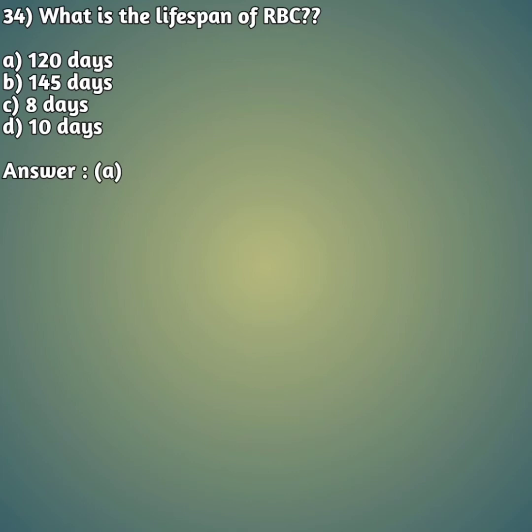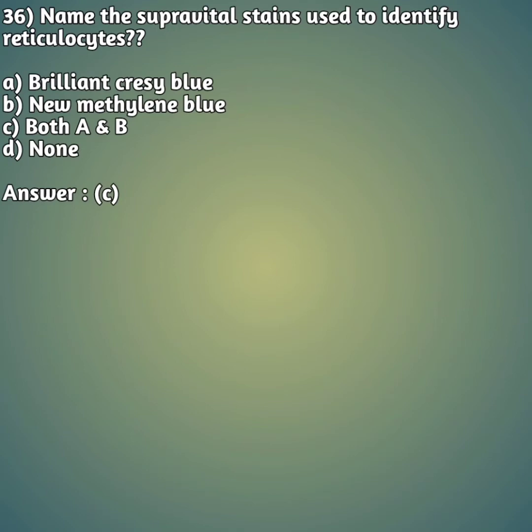Moving to our 36th question. Name the supravital stain used to identify reticulocytes. Friends, what do you mean by reticulocytes? Immature RBCs are known as reticulocytes. Option A brilliant cresyl blue, option B new methylene blue, option C A and B, and option D none. The right answer is option C, A and B: brilliant cresyl blue and new methylene blue are the stains used to identify the reticulocytes.